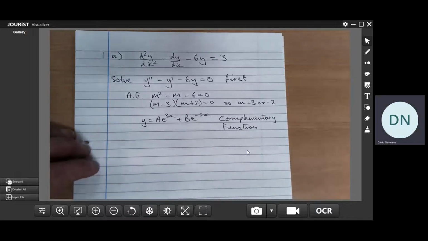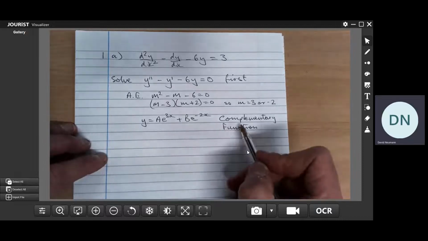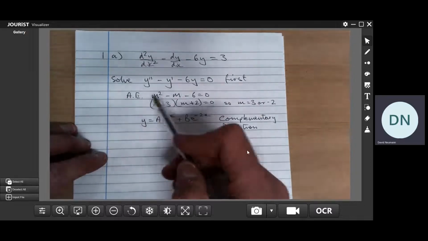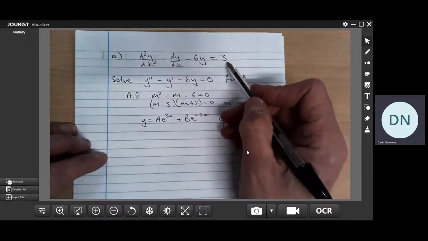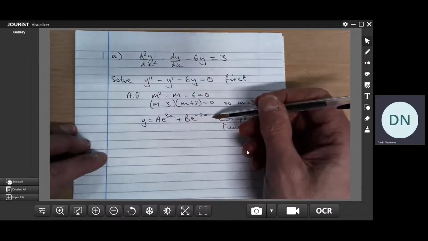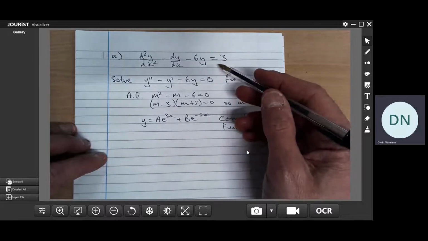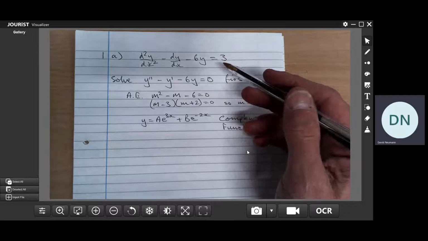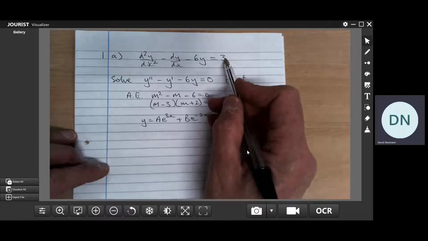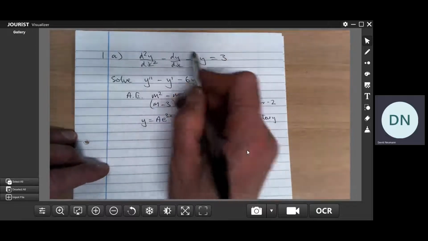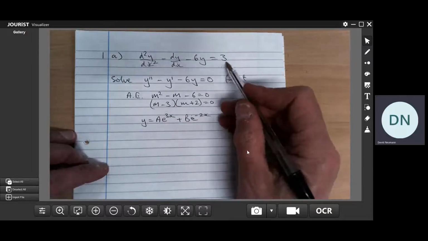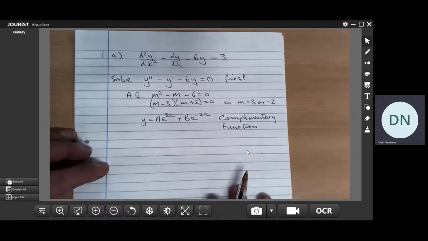The complementary function is the solution to the left-hand side equals 0. So if we can find another, more specific solution to this equals 3, that's called a particular integral, and the particular integral plus the complementary function will also be a solution to this equation, because the complementary function is a solution to this equals 0. So if we add them together, we're adding on 0. We're still going to get a solution. Let's see how that works.